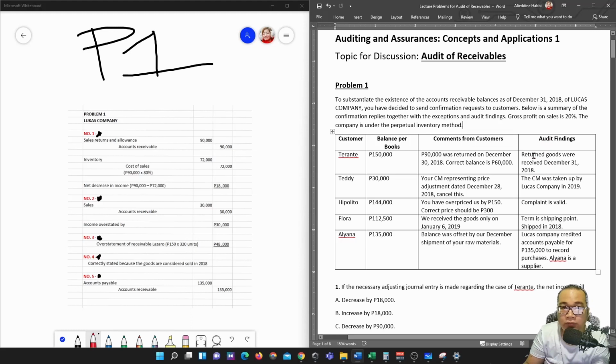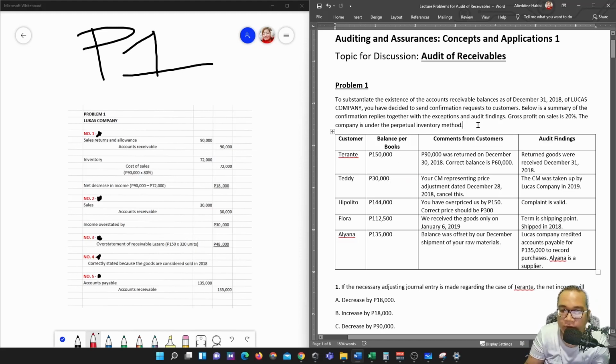Yun pala, nag-audit findings ka, chinek mo, in-audit mo, okay. Yung return goods were received on December 31, 2018. And since last day of the reporting period na to, baka nagkaroon timing difference, di ba? Hindi napasok kasi last day na. Yun. So sakto goods to kay Teddy.